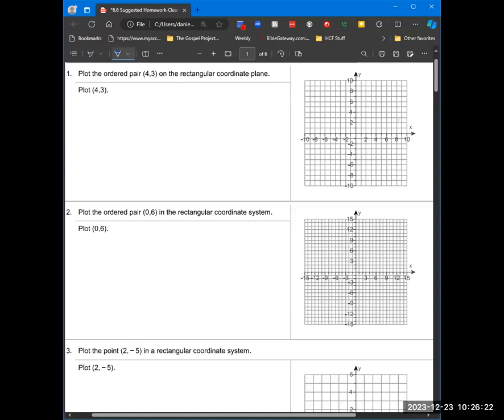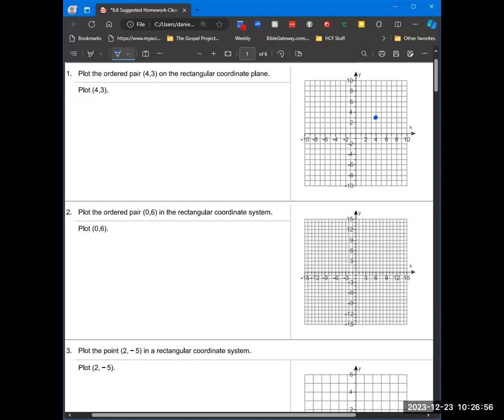So let's try and plot this point first, a point of positive 4, positive 3. So we're going to go out on the x-axis to positive 4, and then we're going to go up on the y-axis to positive 3, and we're going to put a dot there that's called a point. They didn't give us a letter to associate with that point, so we just put the point. We don't need to call it point A or point P or anything like that.